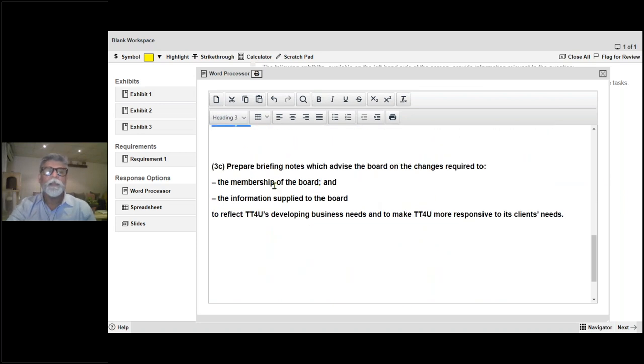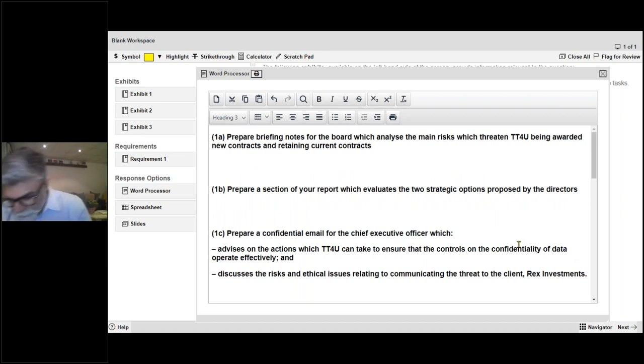Again, MyOBED. Prepare a briefing note which advises the board on the changes required to the membership of the board. Aha. So what changes are required in the board of directors? Any information about the current board of directors would be helpful, and the information supplied to the board. So unfortunately, you have to try and remember, if not all, then a few of the requirements.